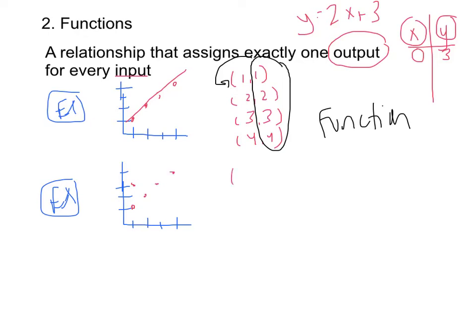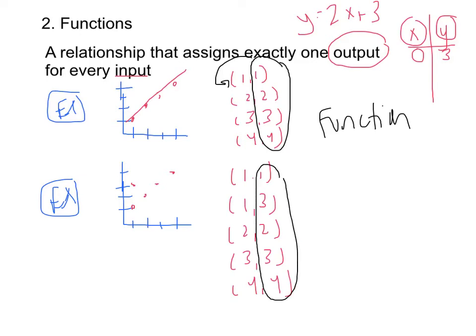So if I look at what I graphed, I did (1, 1), (1, 3), (2, 2), (3, 3), and (4, 4). Let's go back to our definition. Do we have exactly one output for every input?